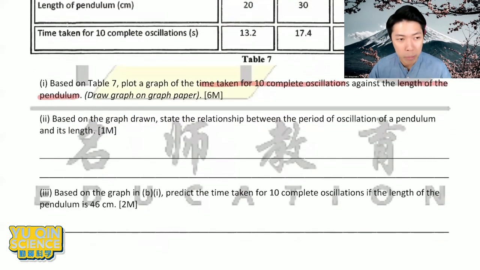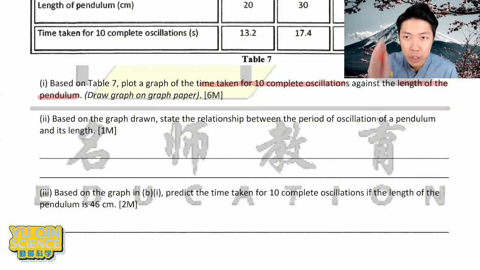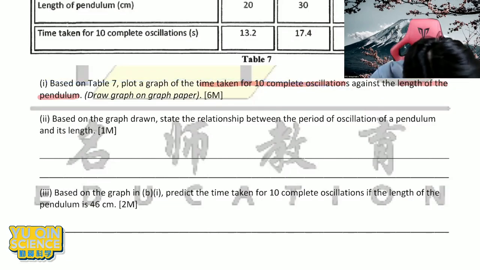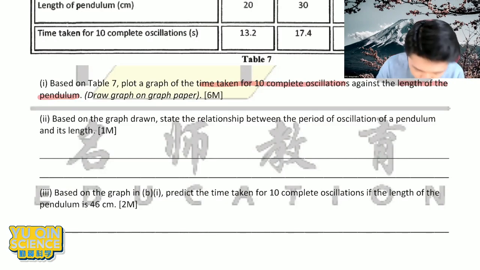Okay, no problem. So the next will be based on the graph. We'll skip the graph at the moment. The steps on how to draw, I will teach in the video. You all please look for it and watch it yourselves. Specifically for this question, by the way. Next one: based on the graph drawn, state the relationship between period of oscillation and its length.